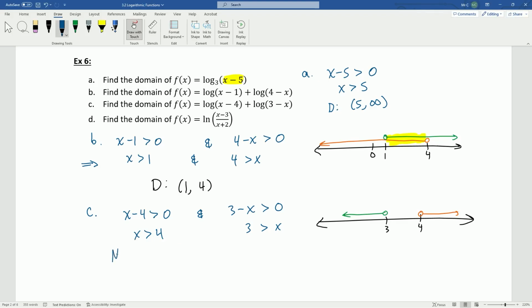So the domain, we say, is empty. This symbol looks like a 0 with a line through it, and means the empty set. So here we're saying there are no places where both of these functions are defined. So there's no x value that works for this function at all.